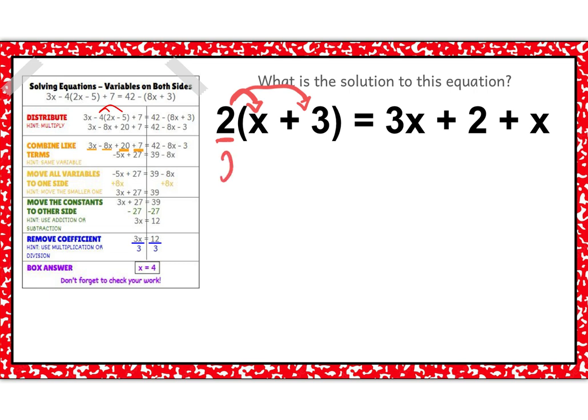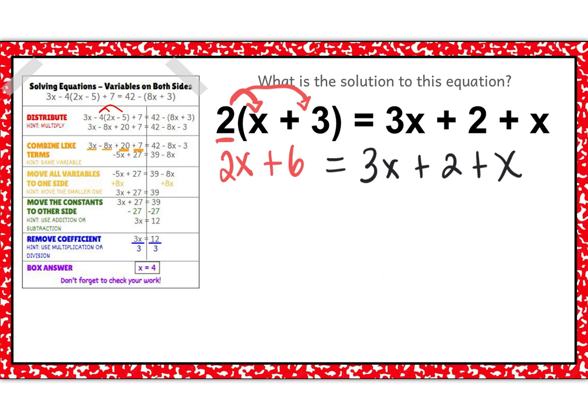So 2 times x is 2x. 2 times 3 is positive 6, so I will put a plus 6. And then I'm going to bring down everything I did not use. I did not use the equal sign, the 3x plus 2 plus x, because the right side had no distribution.